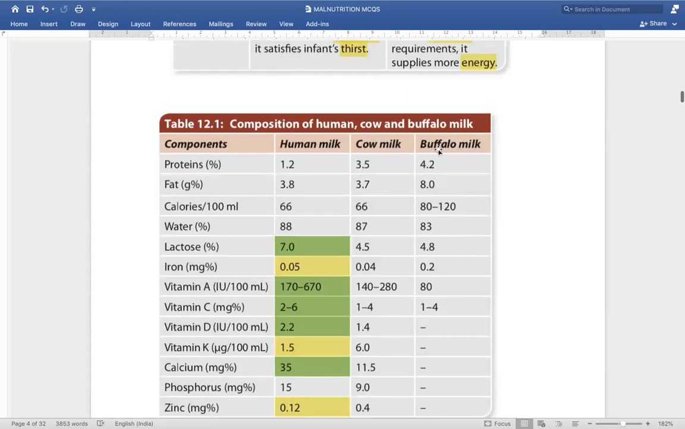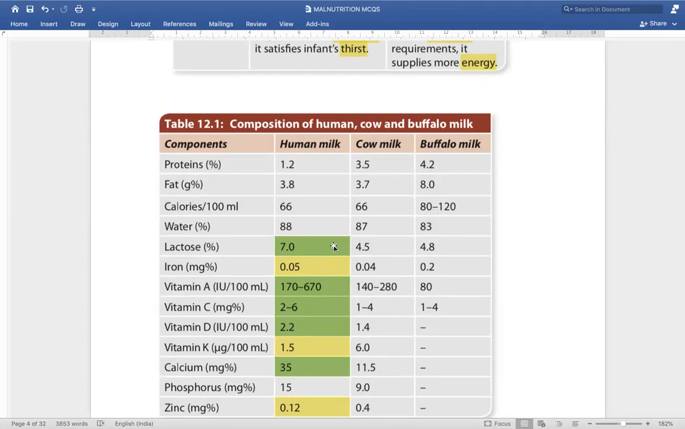So out of the three, the highest protein is present in buffalo milk, and the highest fat is also present in buffalo milk. Just because protein and fat are more, you can blindly say the calorie content is also more. Whereas the water content is less because the fat and proteins are more. So the water content is less in cow's milk and buffalo's milk.